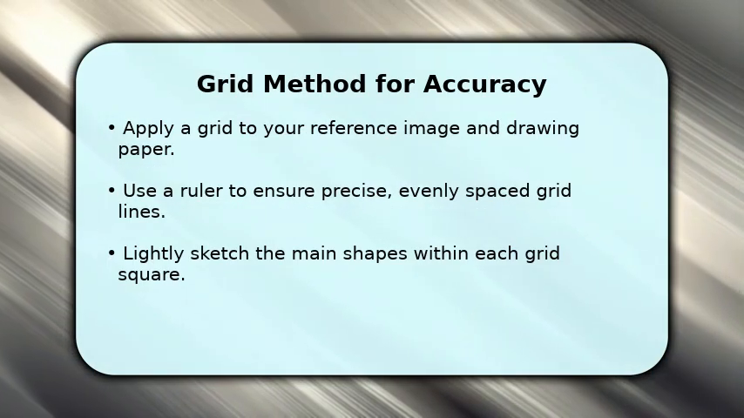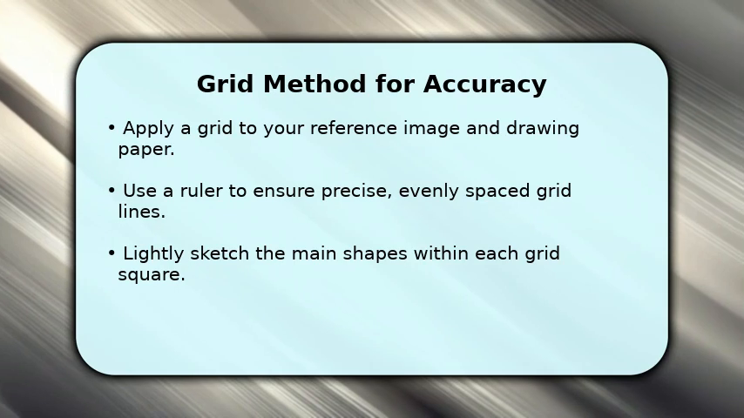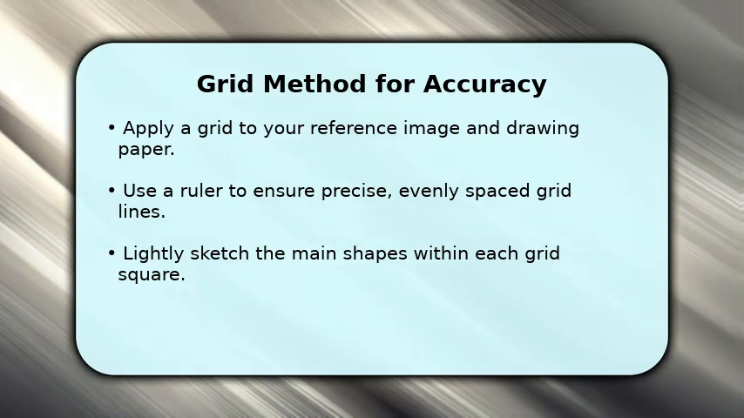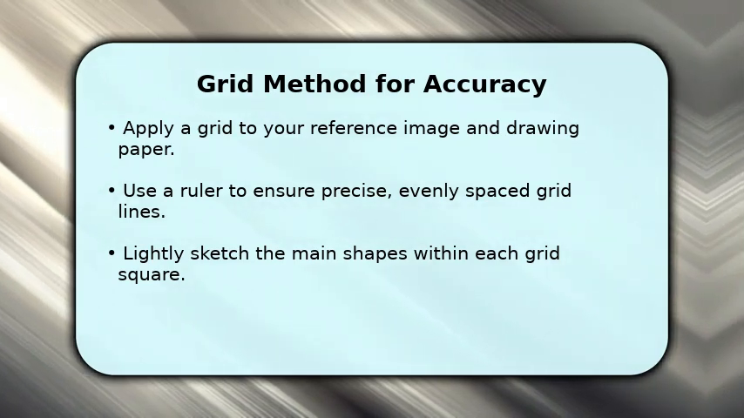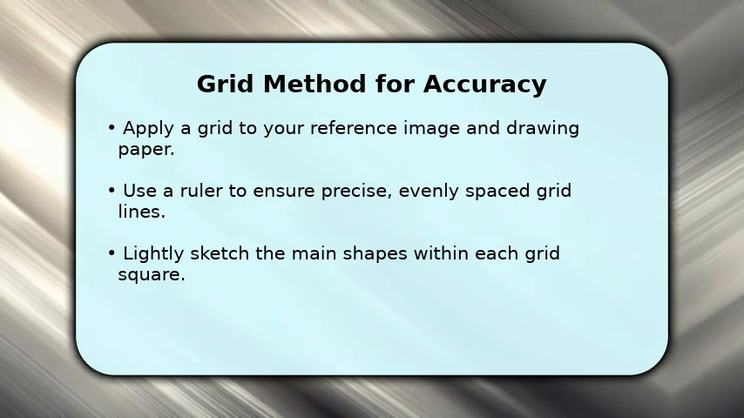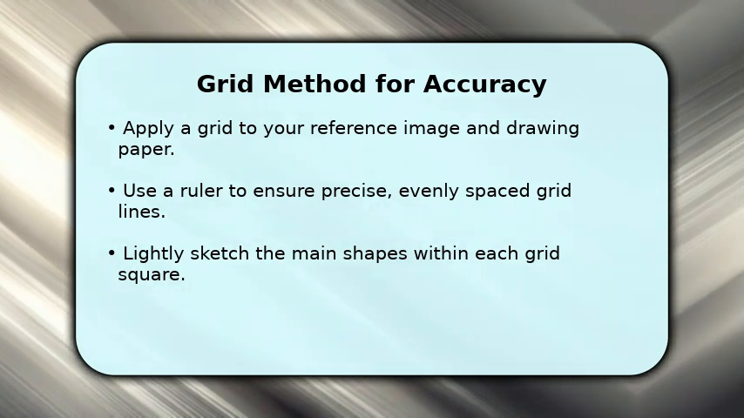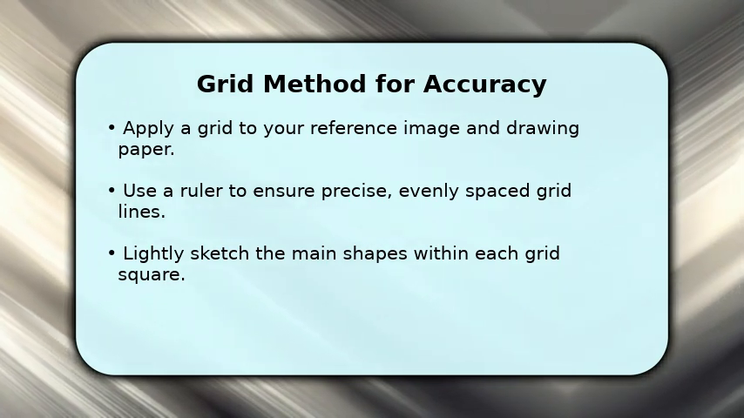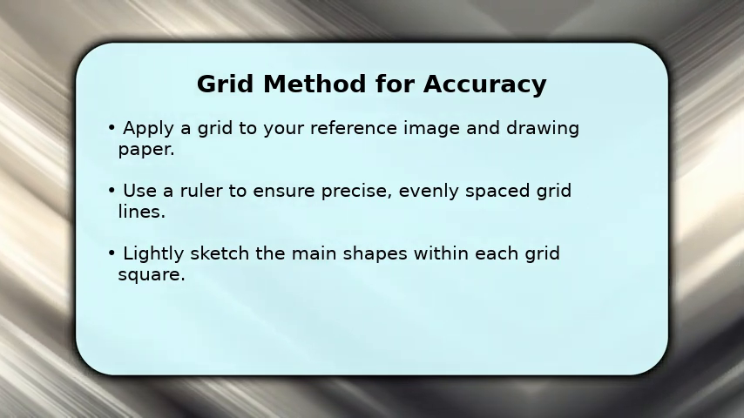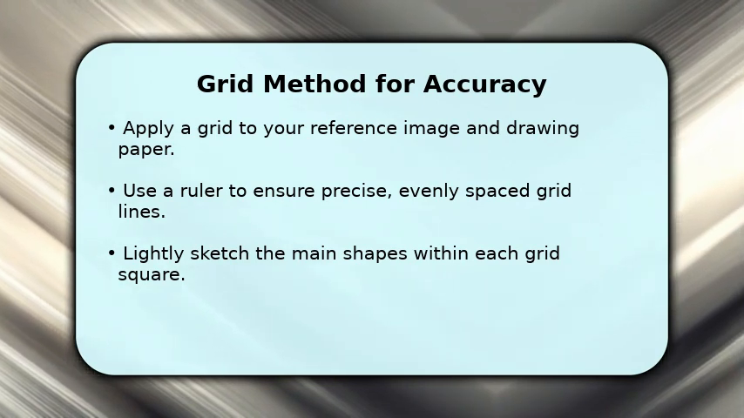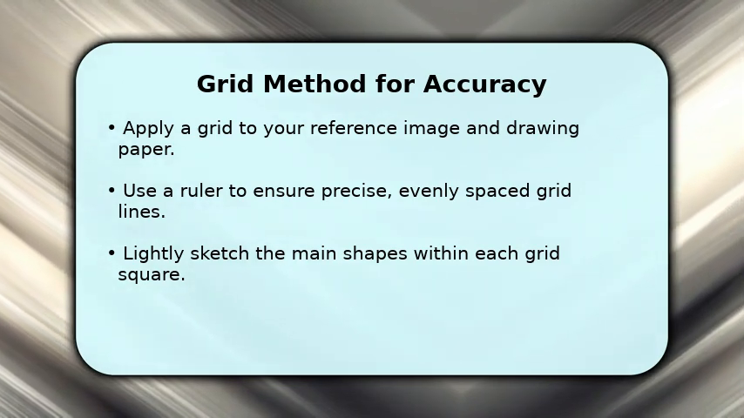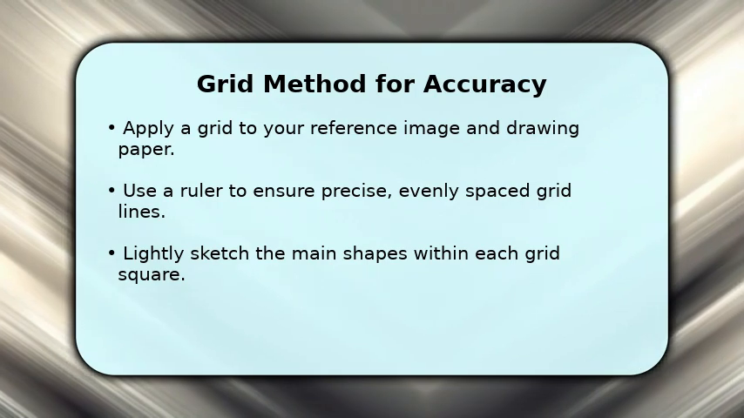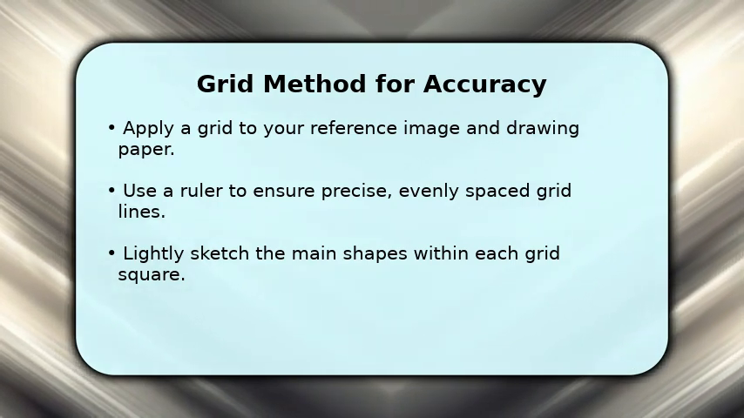Now, let's establish accurate proportions using the grid method. Overlay a grid onto your reference image, then replicate it precisely onto your drawing paper. Use a ruler to ensure each square is exactly 1 inch by 1 inch, for example. Lightly sketch the major shapes and outlines you see within each corresponding grid square. This technique helps maintain correct scale and placement throughout your drawing process.